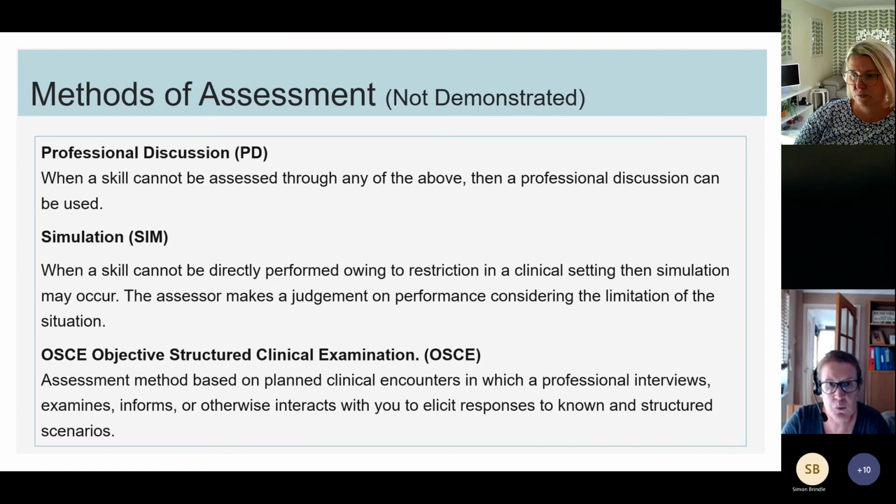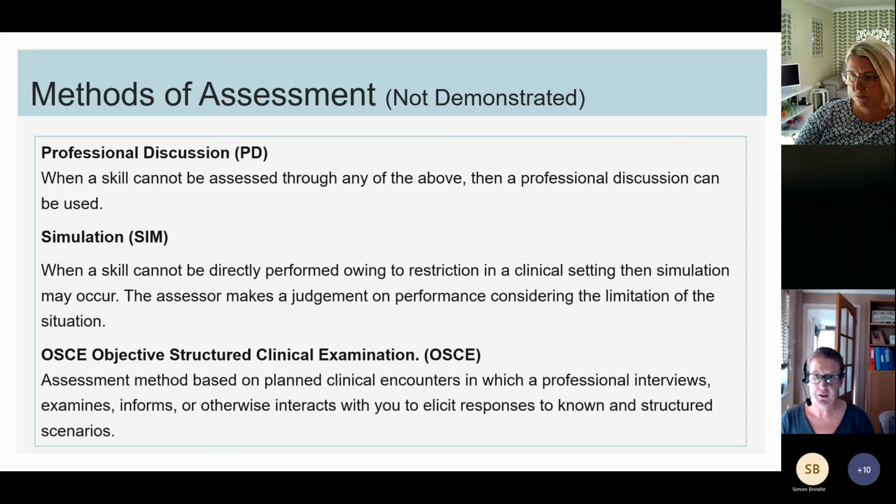As we know, this isn't always possible in the world that we work in. So there are various different ways. If they're getting towards the end of their year and they maybe haven't come across cardiac arrest or haven't dealt with a gynecological emergency, then there are other ways that these can be evidenced.